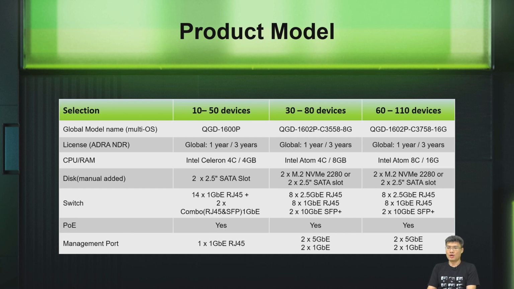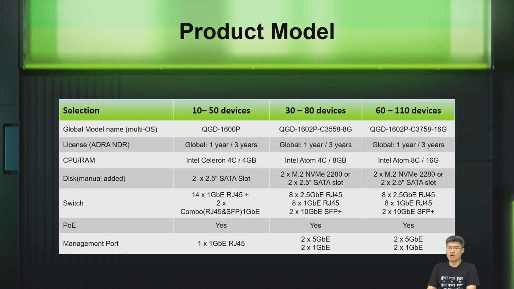For the ADRA NDR, you can see right here the model name. We use dual operating systems, QTS and the ADRA NDR, on the Guardian. You can see the hardware model name. We use the Guardian as the hardware platform and give dual systems on the Guardian. So users can choose whether they want to use the Guardian with QTS, or they want to use the ADRA NDR, depending on the end users' usage.